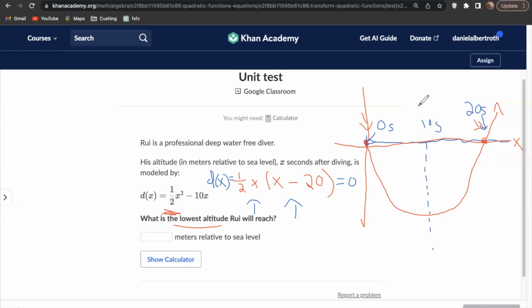So I know x is 10, but I don't know the altitude. I don't know how low the diver is, but I can plug in 10 for x. So it's going to be 1/2 of x squared. So that's half of 100. 10 squared is 100. Half of that is 50. So it's going to be 50 minus 10 times 10. So it's going to be 50 minus 100, which is negative 50. So the diver, I think, should be 50 meters below sea level. Negative 50 is the altitude relative to sea level, I believe.